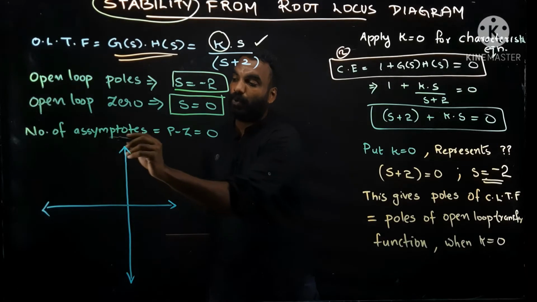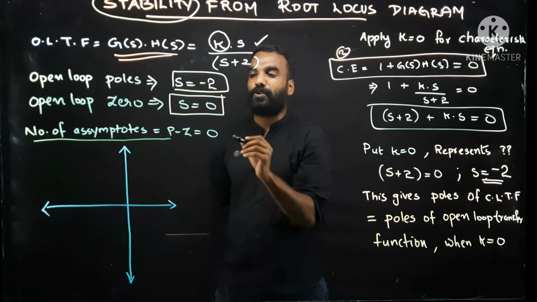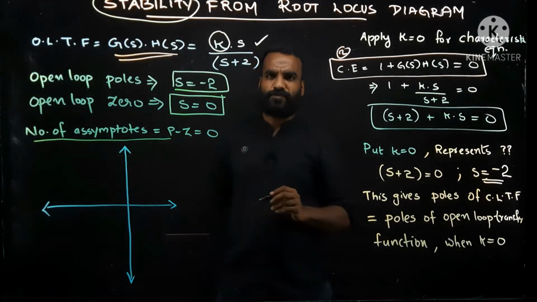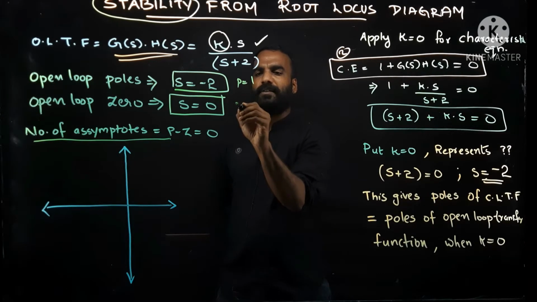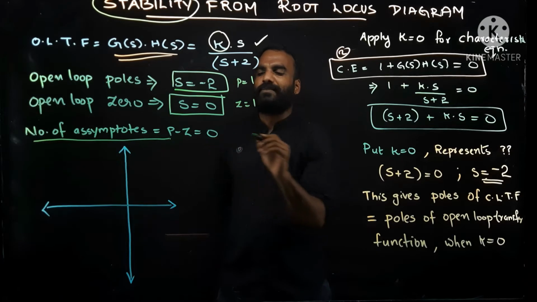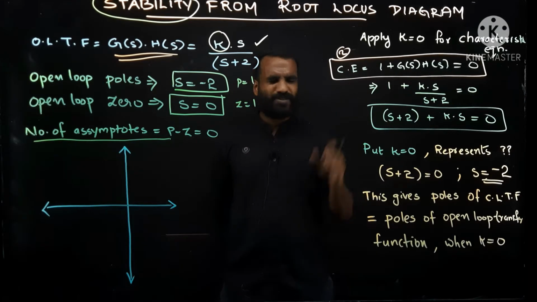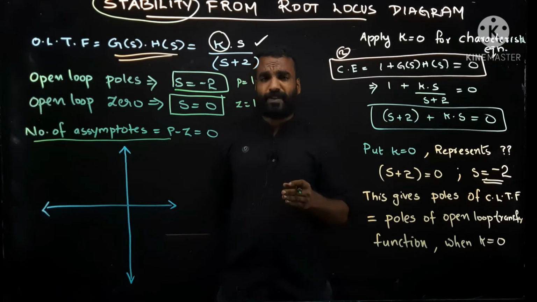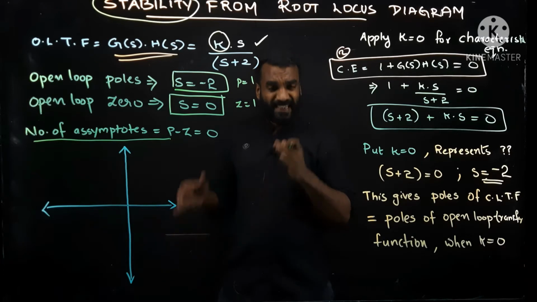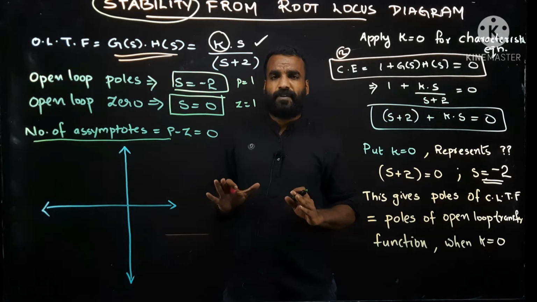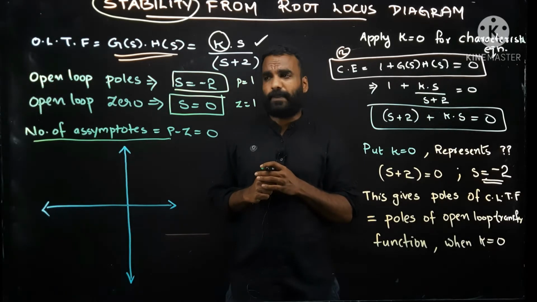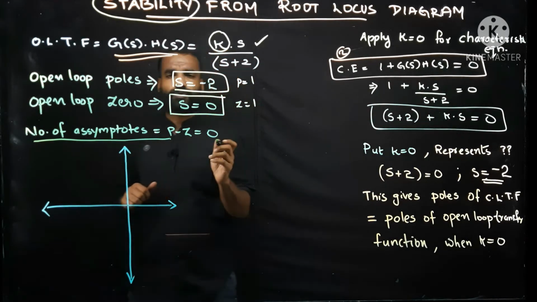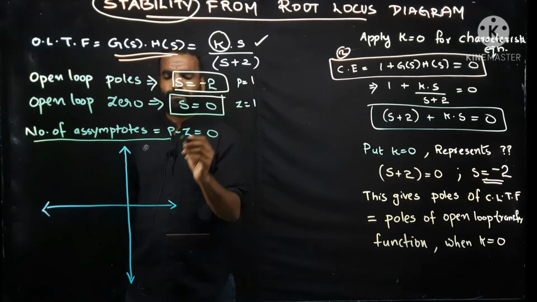Mathematically, the number of asymptotes is equal to the number of poles minus the number of zeros. Here the number of poles P is 1, the number of zeros Z is 1. So P minus Z is equal to 0. No asymptote, no centroid, no angle of asymptote, such things are there because this is a simple problem. I am taking such a simple problem to explain the concept of stability. So I am going to draw the root locus diagram.